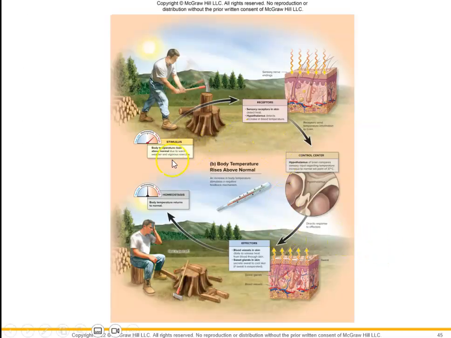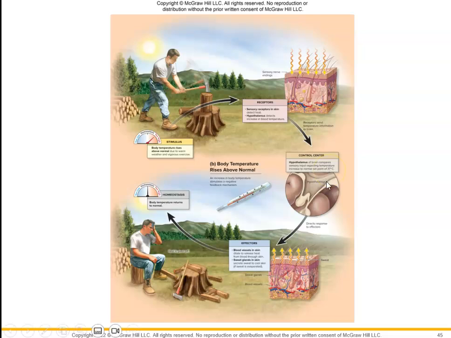So if we look at this image right here, the stimulus is body temperature rises above normal because we're outside, it's hot, and dude is chopping wood, he's exercising. So the receptors in our skin detect that change in body temperature. The hypothalamus says, wow, it's too hot. Our body's heated up too much. Hypothalamus is part of the brain. So the hypothalamus compares that input about temperature to the set point, 37 degrees Celsius.